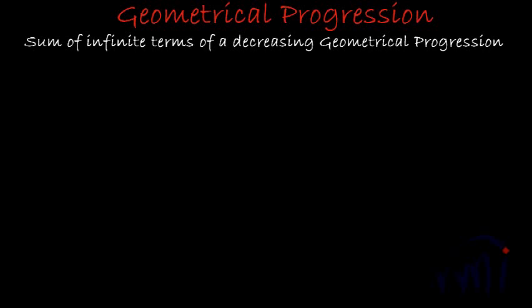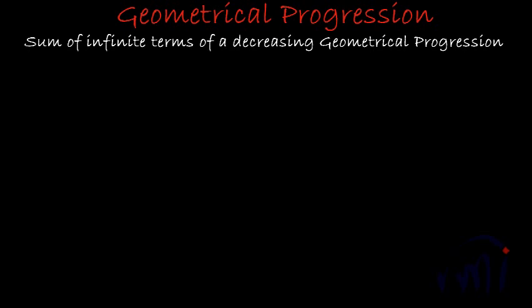Hi, in this video we are going to learn how to find the sum of an infinite decreasing geometrical progression. What do we mean by infinite decreasing geometrical progression? It is a geometrical progression with infinite terms and it is decreasing. That means the value of r, that is the common factor, is actually a proper fraction, right?